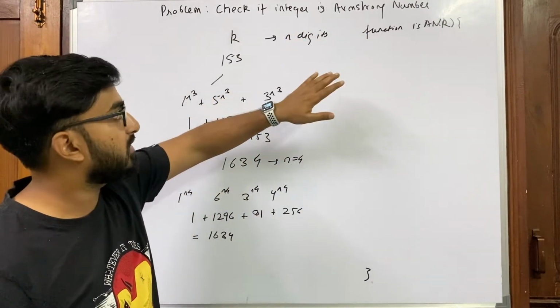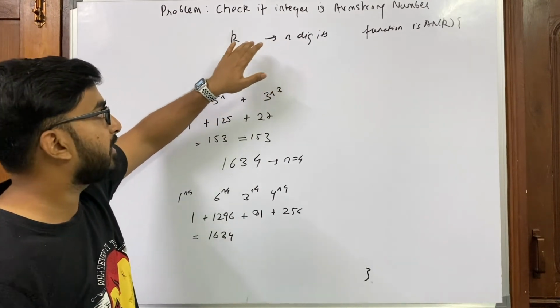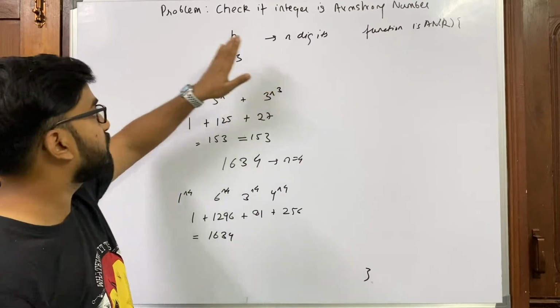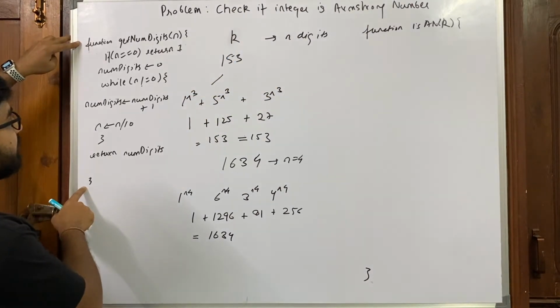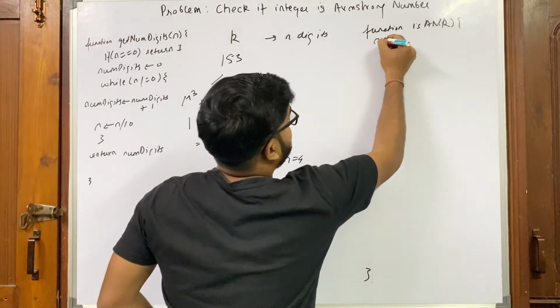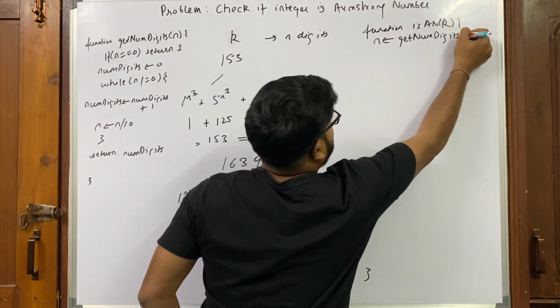We cannot use strings. So we use the while loop method to find the number of digits in this integer k. I've already posted a video on how to do that. I'm just going to write the pseudocode for that. So this is the pseudocode that finds the number of digits in an integer n. So in our case, n is get num digits and you pass k.